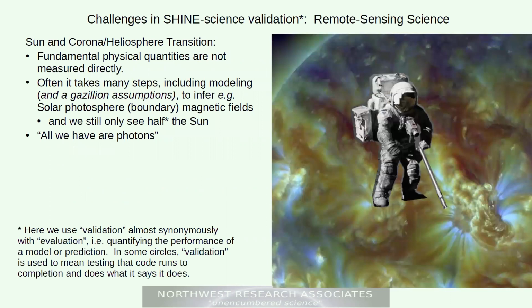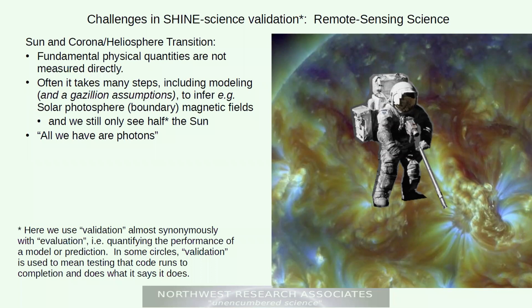One of the big challenges that we have that I don't think you folks may appreciate completely is that all we have are photons. Our in situ measurements are really sparse, okay? All we have are the photons. We don't measure the magnetic fields on the sun. We infer them from what they're doing to the polarized light that's coming from the sun. Okay, and that is a huge, huge thing.